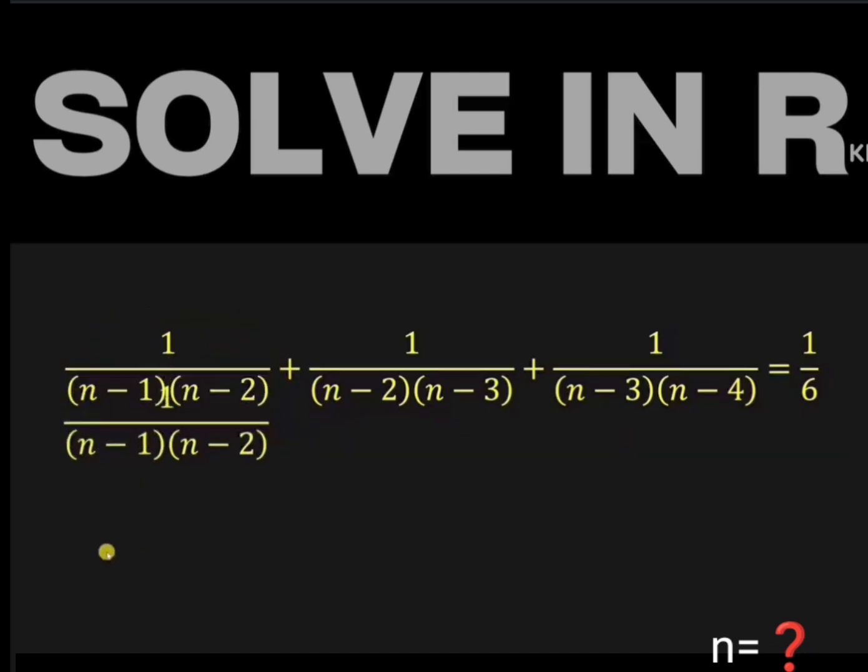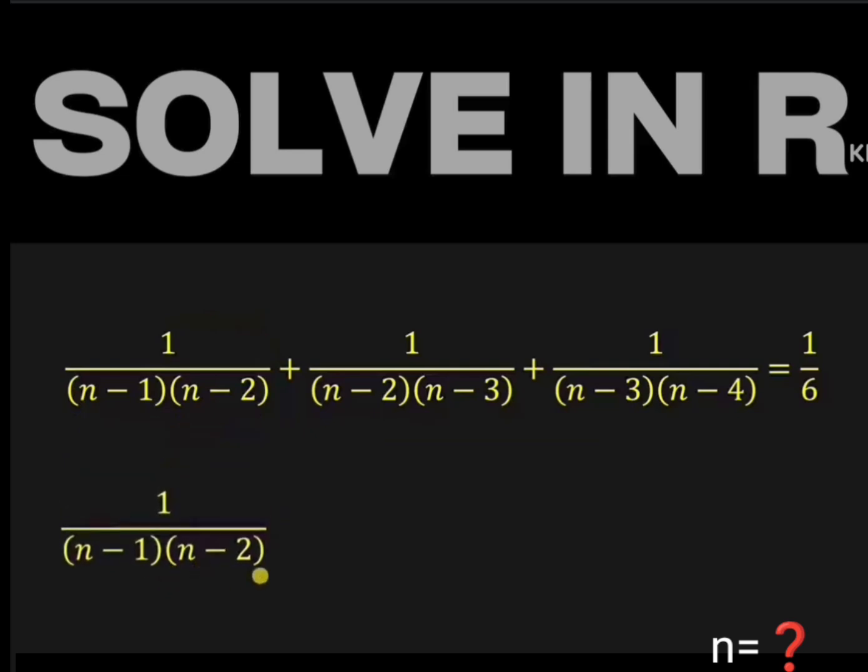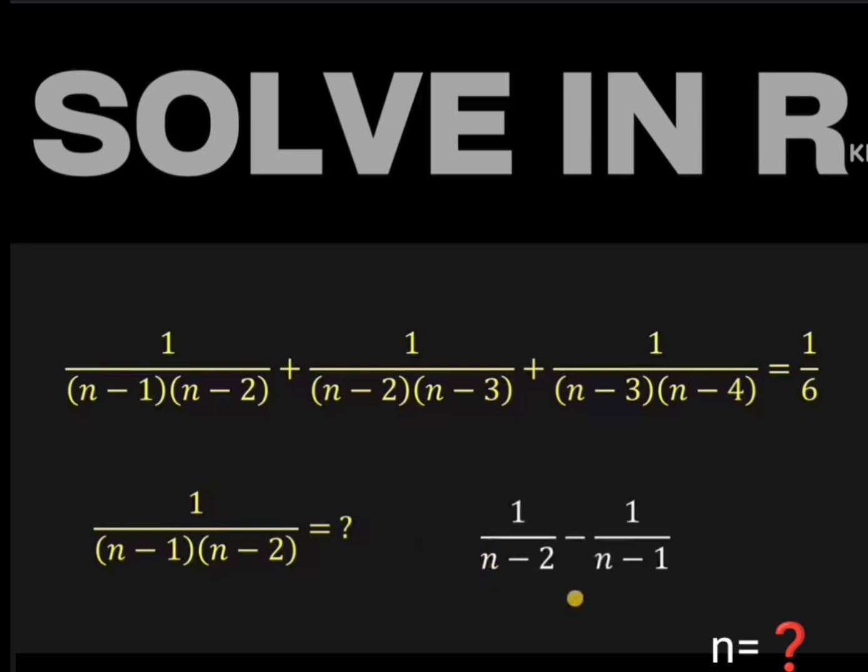Let's have the first term, 1 over (n minus 1) times (n minus 2). Now, what we're going to do is to look for some equivalent of this fraction. Let's try 1 over (n minus 2) minus 1 over (n minus 1). Why do we choose these fractions? Of course, the denominator must be n minus 2, and we have n minus 1. Since they are different, we're going to make these two denominators the same.